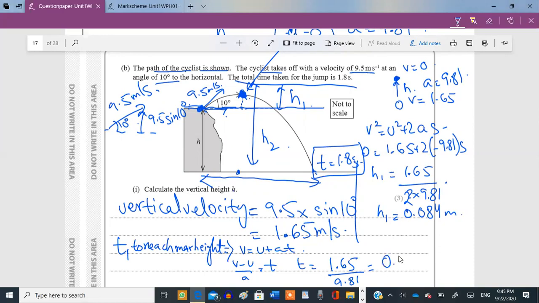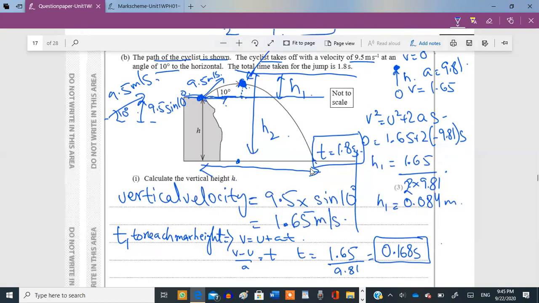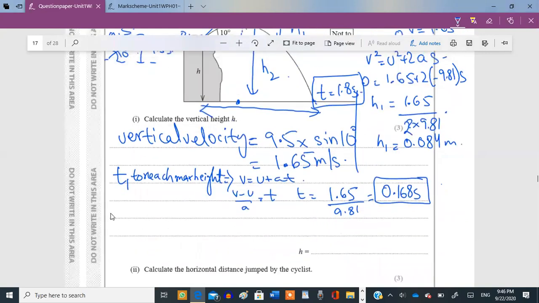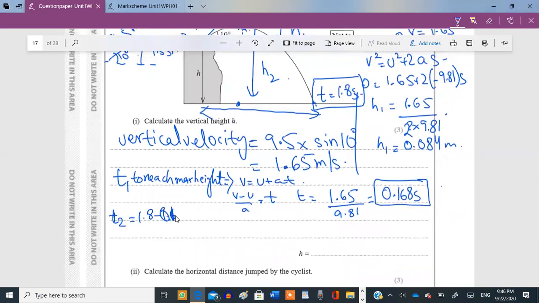0.168 seconds. Okay, now we have the time of the first half of the journey. We have the total time as well. Can we calculate the time of the remaining journey? Just subtract them, right? It's going to be 1.8 minus 0.168. So 1.8 minus this answer is going to be 1.63 seconds. So it took 1.63 seconds to fall to the earth from the max position.